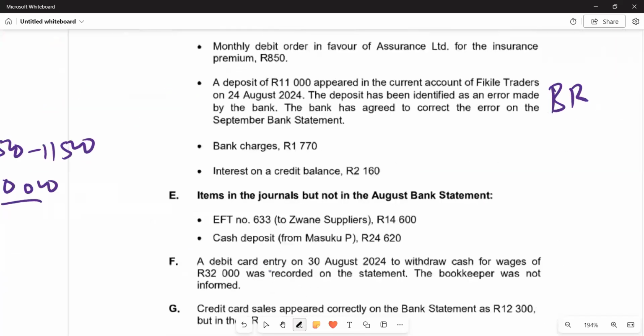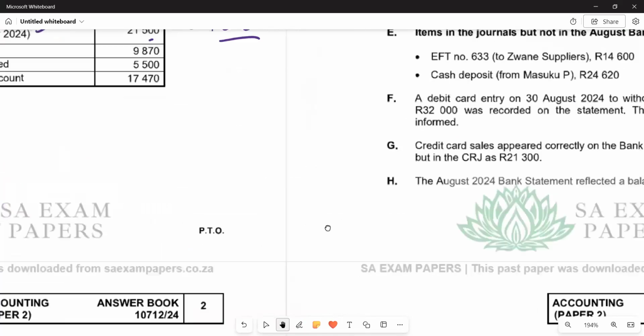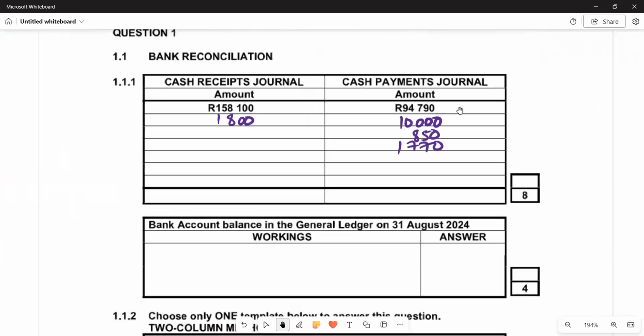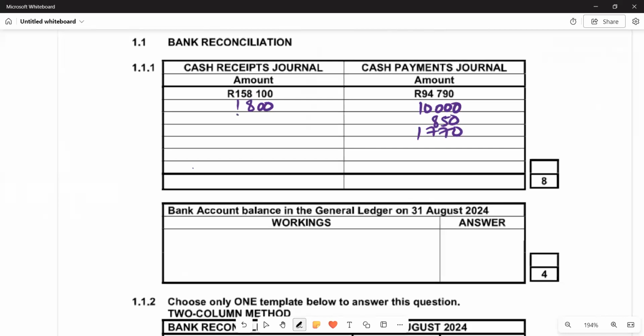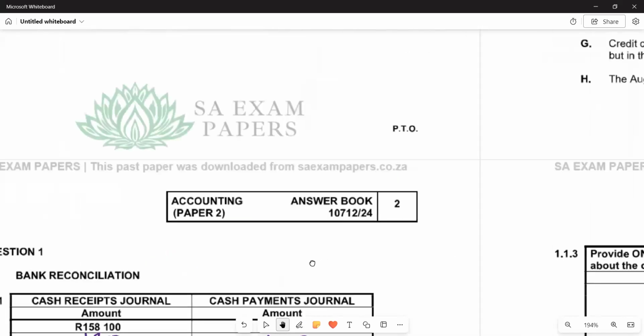Interest on credit balance, 2,160. Remember, credit balance on the bank statement is a favorable balance. So it's now interest on credit balance, which means we are receiving the interest of 2,160. So obviously, it won't be captured in our journal. So we need to update it in our journal. So 2,160 under cash receipt journal. Go down, 2,160. We go up again to check on the next one.